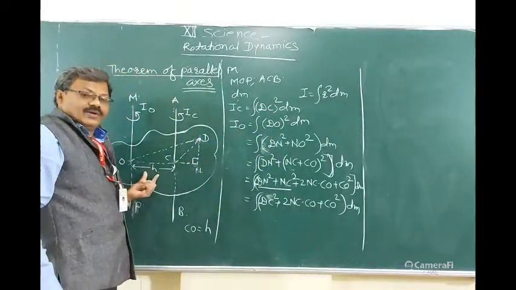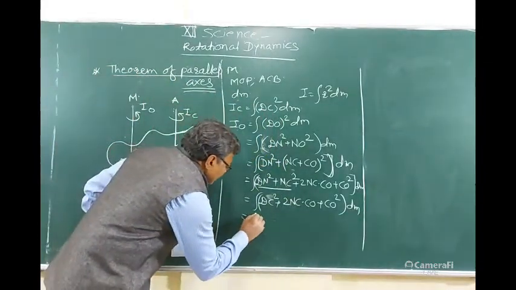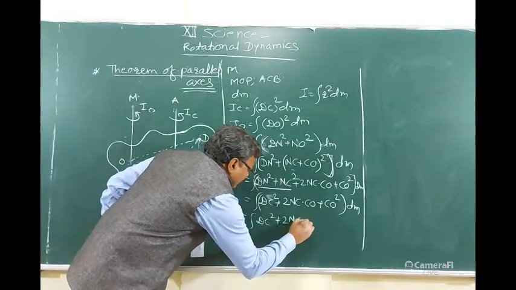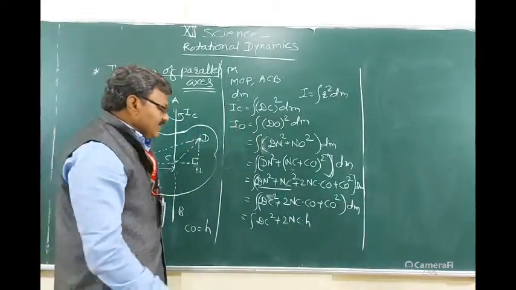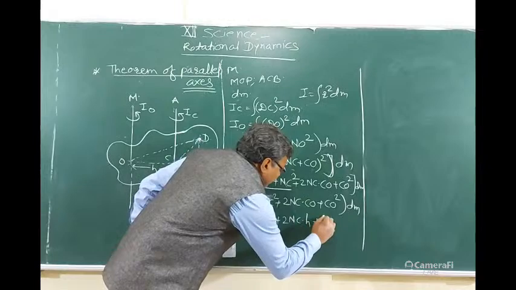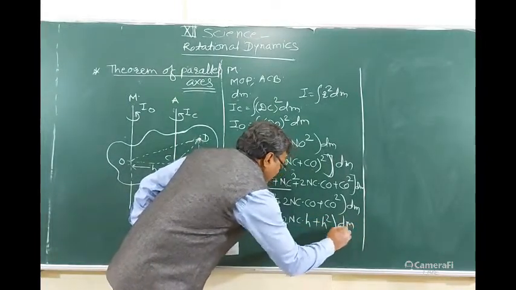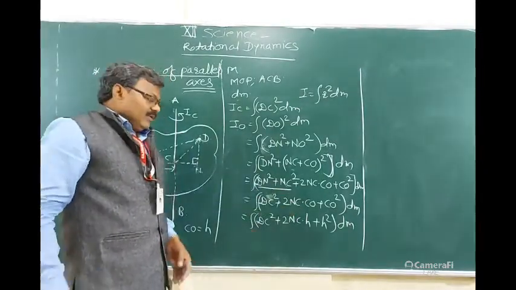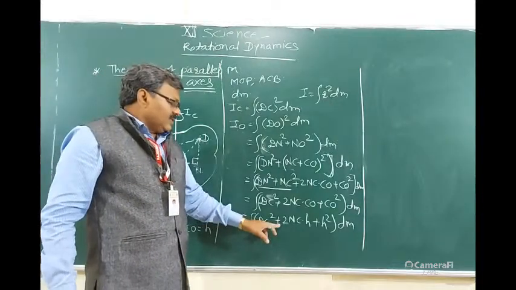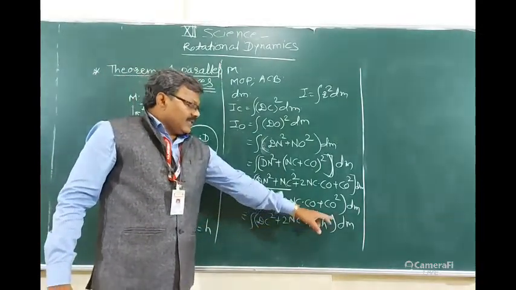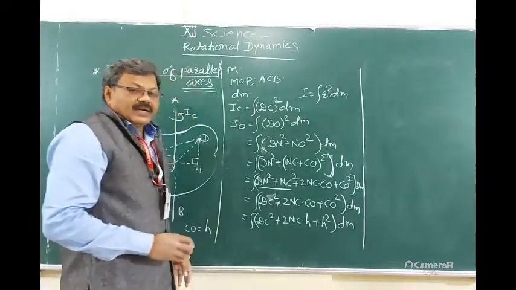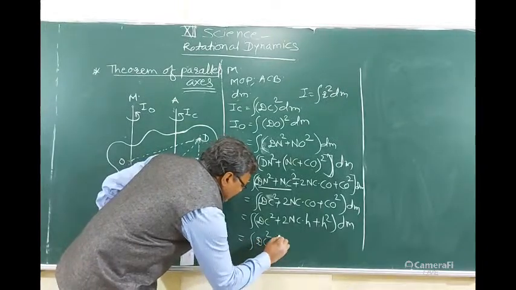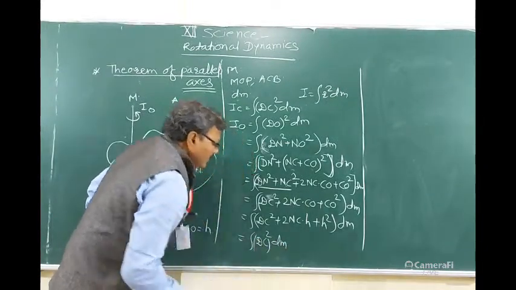Now this CO is equal to h. By substituting this value, we get this as the integration of DC square plus twice NC into h, plus h square into dm. Now by separating the integration, we can write this as the integration of DC square dm.